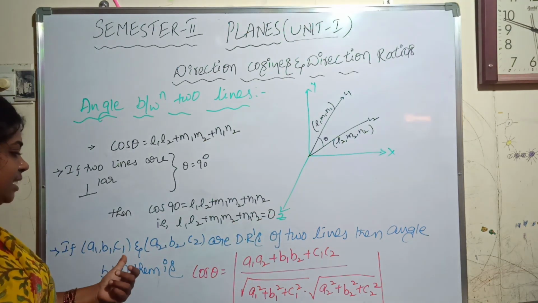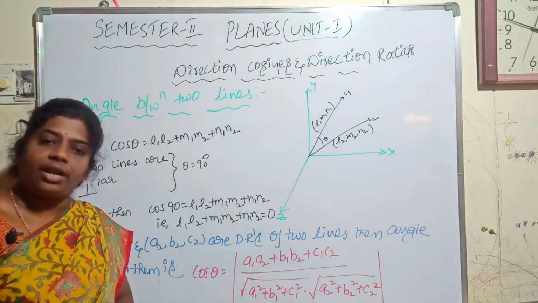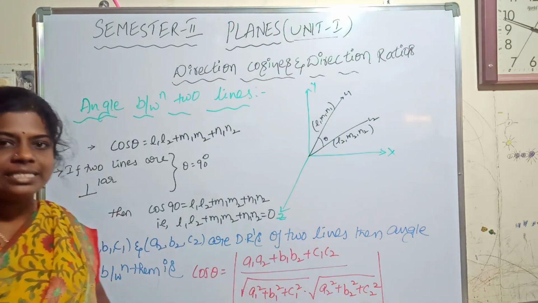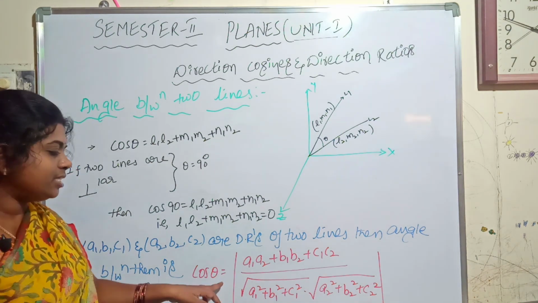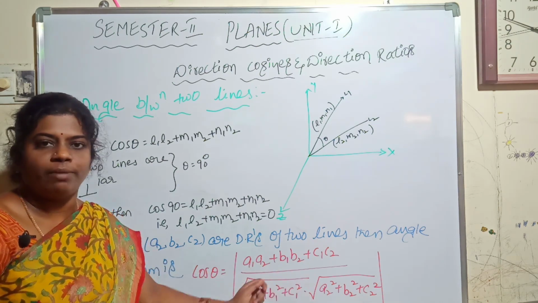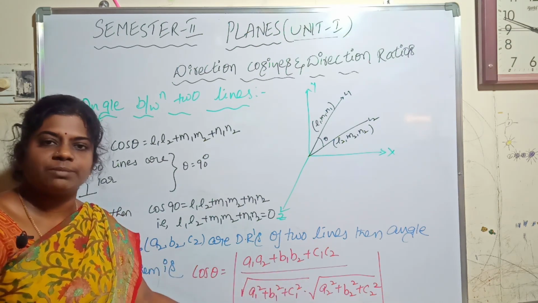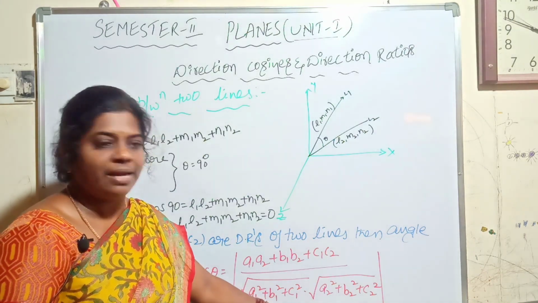If A1, B1, C1 and A2, B2, C2 are the DRs, meaning direction ratios, of the two lines, then the angle between those two lines is given by cos theta equal to a1 a2 plus b1 b2 plus c1 c2 by root of a1 square plus b1 square plus c1 square into root of a2 square plus b2 square plus c2 square.